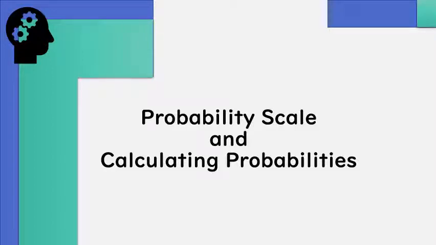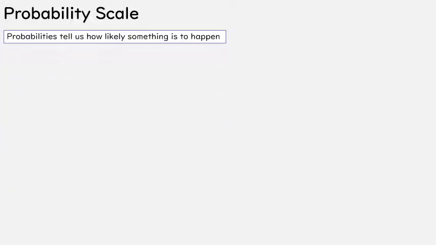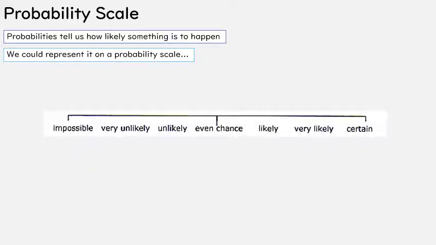Okay, so for the last week, we're going to be looking at probability, and today we're going to be looking at probability scale and calculating probabilities. So what is the probability scale? It tells us how likely something is to happen, and we can represent it on this line here. So let's have a look at a few examples.